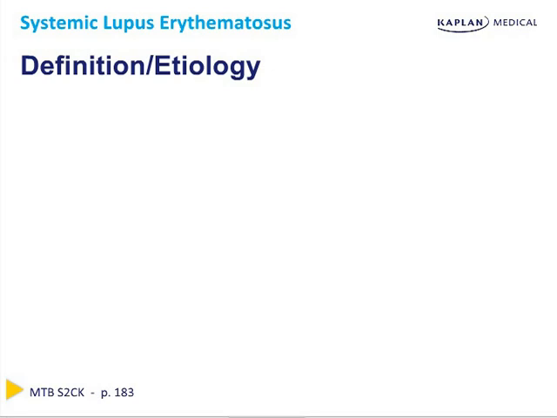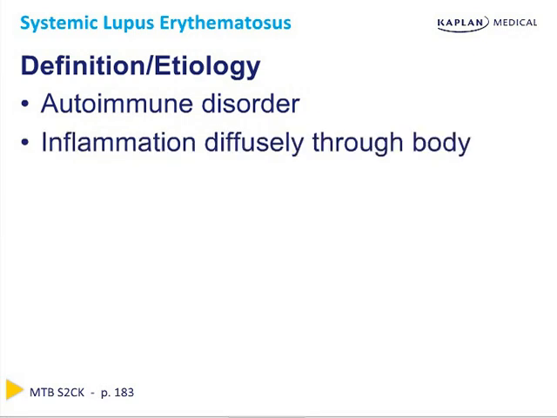Systemic lupus erythematosus, or SLE, is an autoimmune disorder with a number of autoantibodies, such as an ANA or double-stranded DNA. It causes inflammation diffusely throughout the body. It has numerous abnormal blood tests associated with it, such as antiphospholipid antibodies. But this is not the same thing as knowing what causes SLE. Unfortunately, the etiology of SLE is still a mystery.